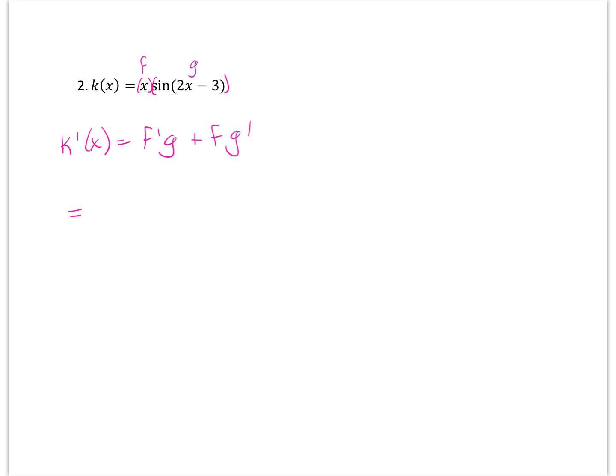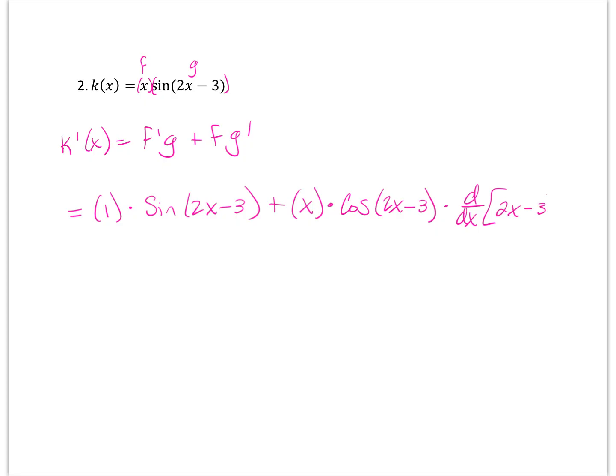And f prime would be the derivative of x, which is 1, times g, and g is sine of 2x minus 3, plus f, which is just an x, times the derivative of g. So that's the sine of some stuff. G is the sine of some stuff. So I'm going to have to use the chain rule. The derivative of sine of some stuff is cosine of the stuff times the derivative of the stuff.